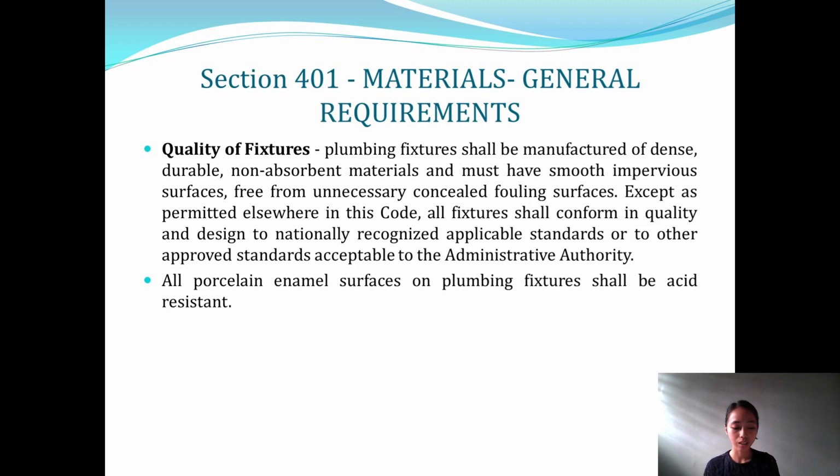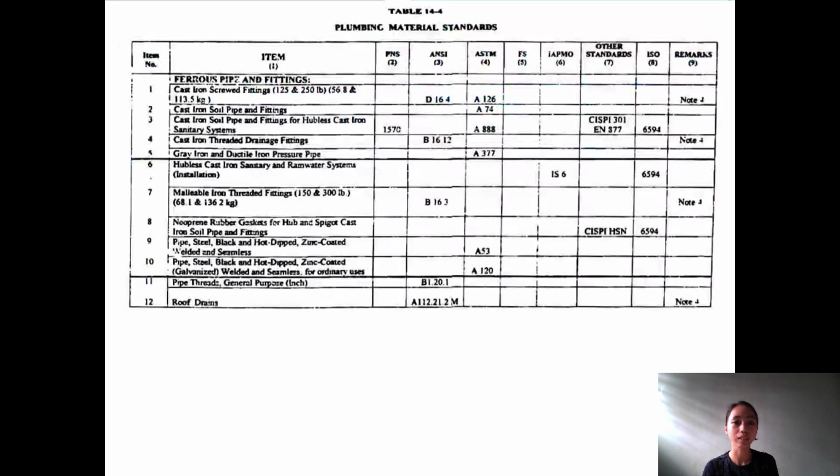For the convenience of the user of this code, a list of generally accepted plumbing fixtures is included in Table 14-4, Plumbing Material Reference Standards. It is found on pages 149 to 163 of this code. There are 178 items listed in there, so just check it out. This is just a part of Table 14-4, the Plumbing Material Standards.